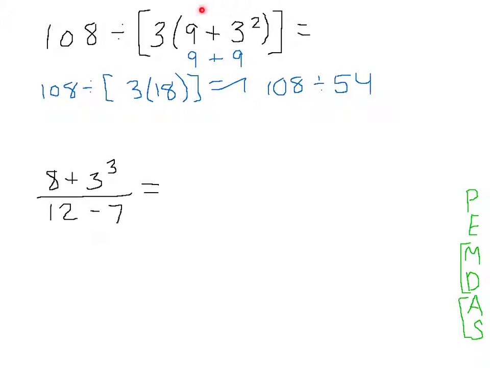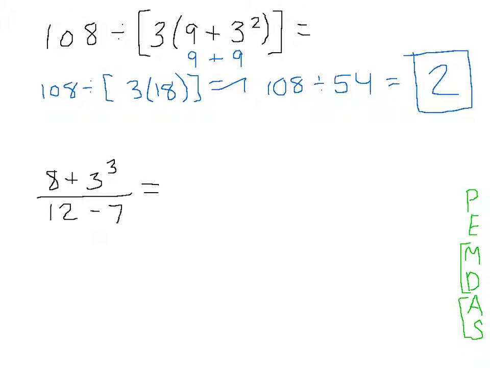So see how I started from the inside and kind of worked my way out. I started on the inside with 9 plus 9. Then I went ahead and worked outwards inside these brackets to get 3 times 18. And I'm dividing that whole thing by 108. So if I typed it into my calculator, 108 divided by 54, that gives me a final answer of 2. So that whole thing simplifies to just 2. And that's what order of operations is all about.